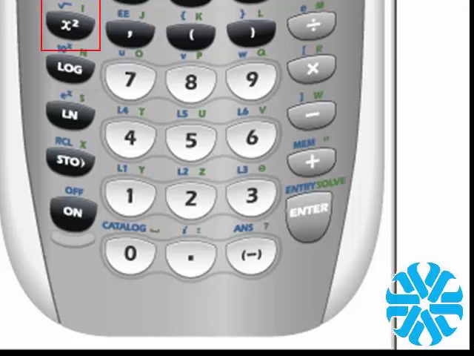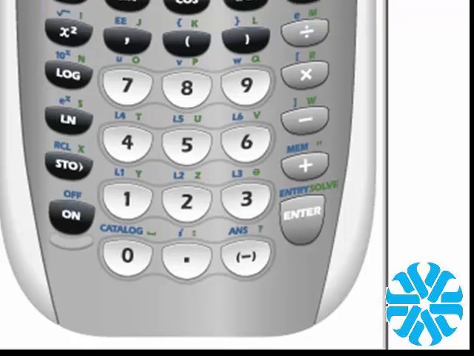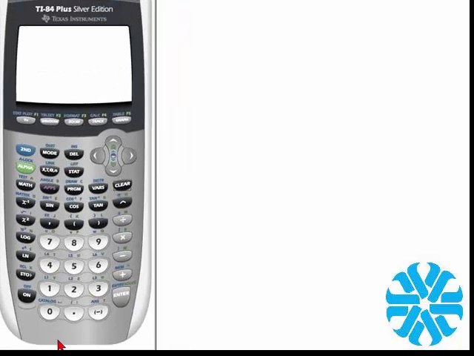When the exponent is 2, which means you are squaring a value, use the x squared key. So for the first example, we're going to compute 3 squared. We're going to take 3, and then we'll hit the x squared key, and then we just hit enter to get our value. And you can see that that's 9.